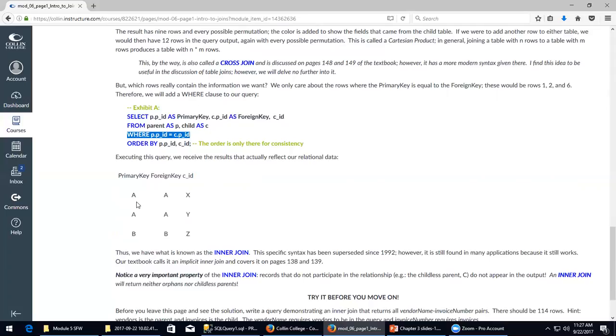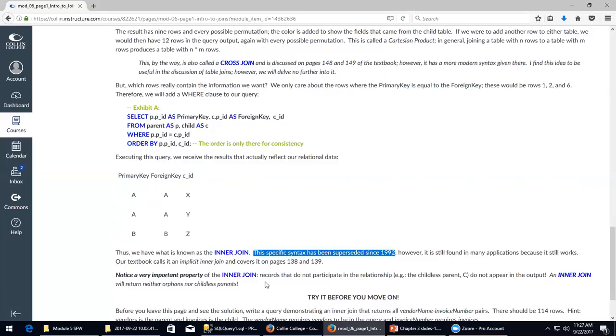What we have here is known as the inner join. The syntax I am using is old. In fact, it's been considered obsolete since 1992. However, it is still in use. People still do it this way. We're going to talk about that.